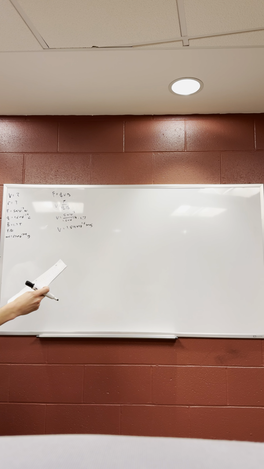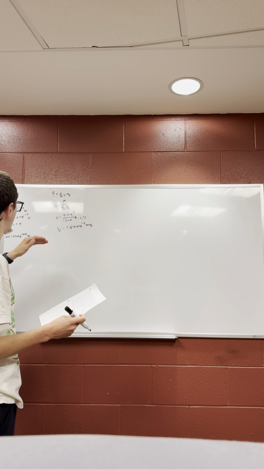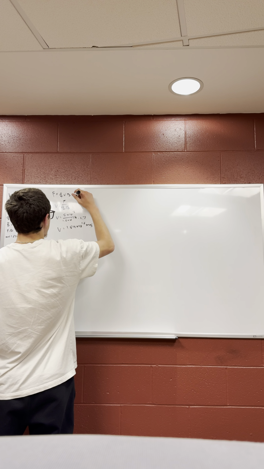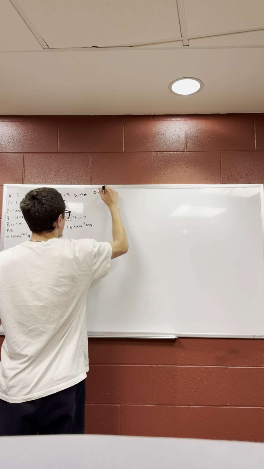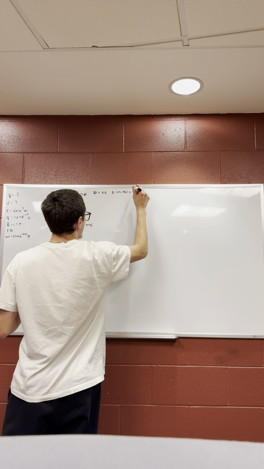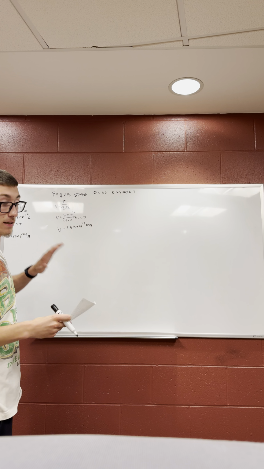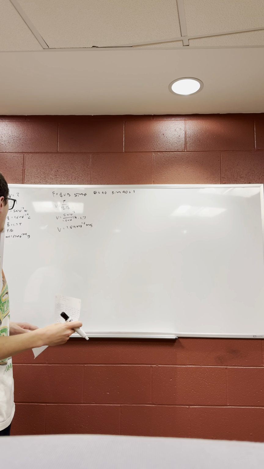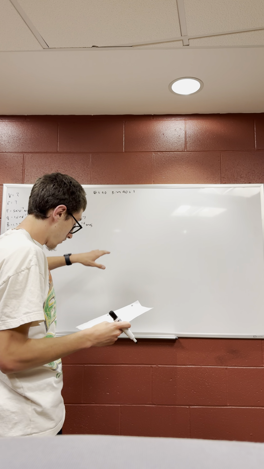Alright, and the velocity is perpendicular to the magnetic field, so in the original equation there is a sine theta. Theta equals 90, and sine of 90 equals 1, so this is negligible, we don't worry about that. Alright, so now we want to find the radius and centripetal force.